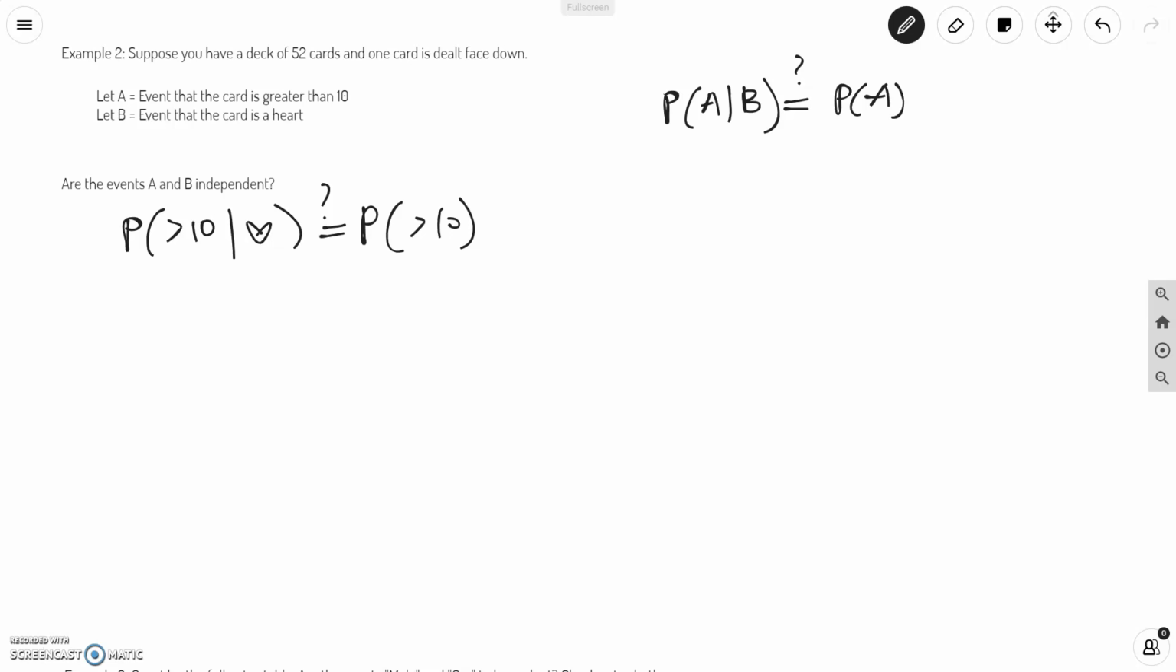So if we think about it, let's work with the right-hand side first. What's the probability of being greater than 10? So out of 52 cards, how many of them are greater than 10?